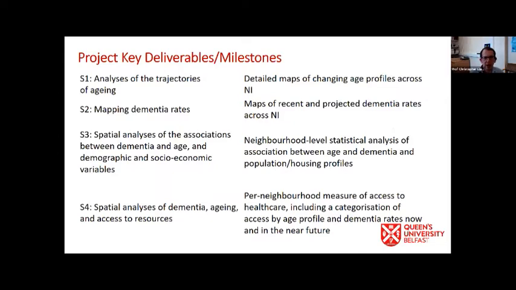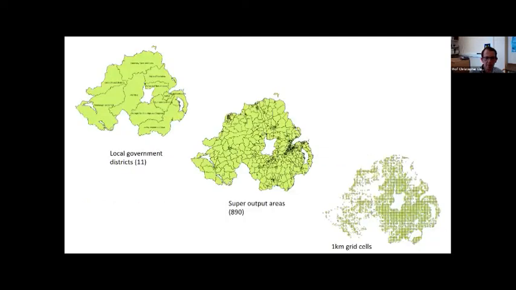The first to look at aging, as you can see under S1, the second to look at dementia rates, and I'll talk about the problems associated with that in a minute. The third to look at associations between dementia, age, and then a variety of other population and housing characteristics. And then the final one was to think about access to resources in connection to those previous themes. So that's more or less what the project set out to do.